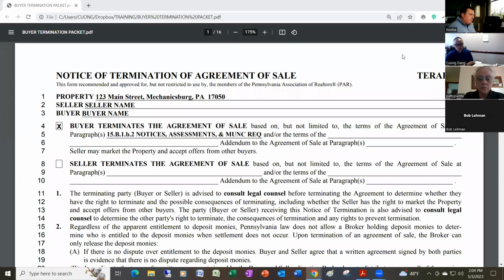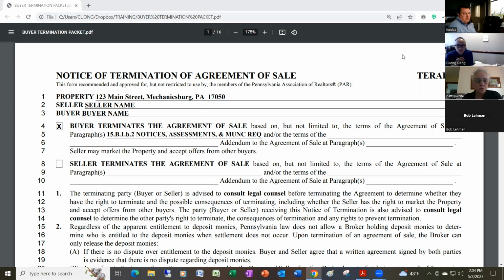So today we're going to talk about the buyer termination of the agreement of sale. It has seemed that more and more buyers these days get cold feet, or something triggers them to terminate the agreement of sale. So it's happening a lot more commonly. And one of the things I always see when I get them to review is these notices of termination, how poorly filled out they are.